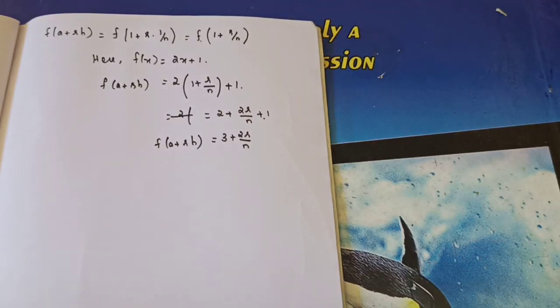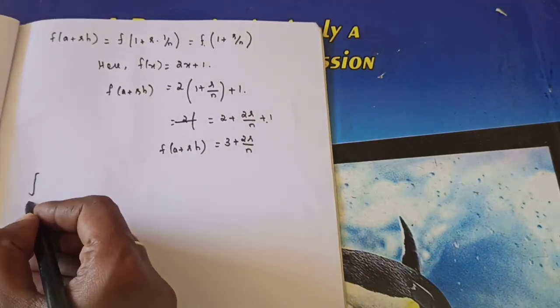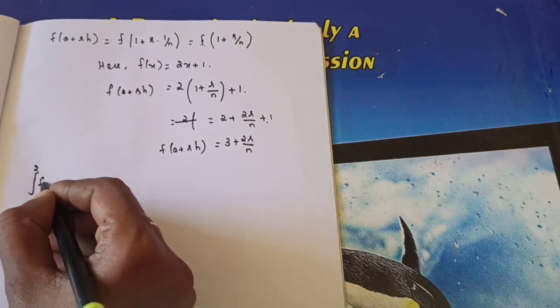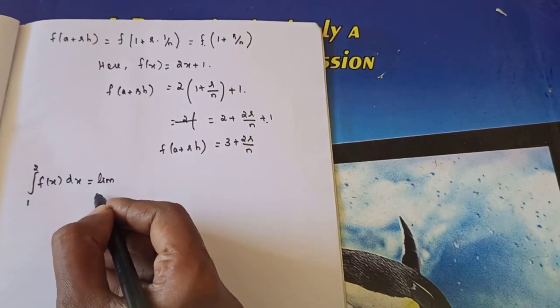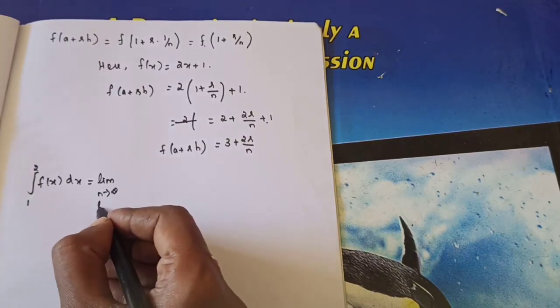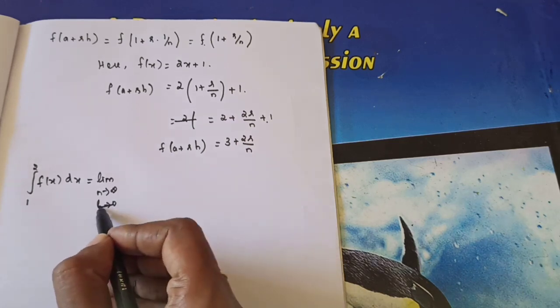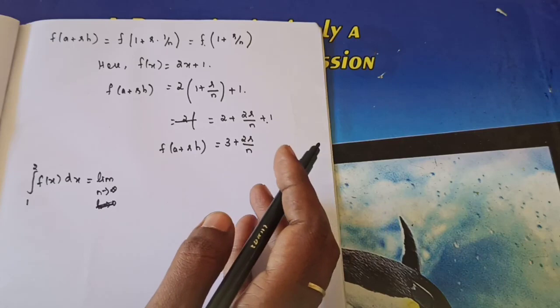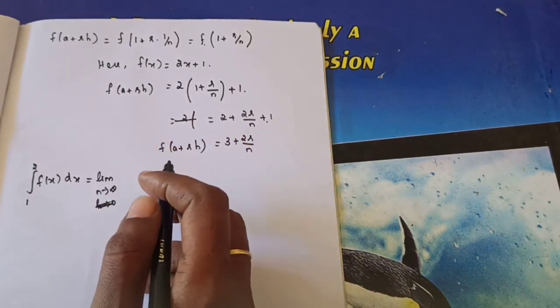Okay. Next we will substitute in the formula. Integral 1 to 2 f of x dx is equal to limit n tends to infinity, h tends to 0. Here this h tends to 0, no need. Why? Because already we have found out for h is equal to 0. So here there's no h value, so no problem. If we put it also, no problem.